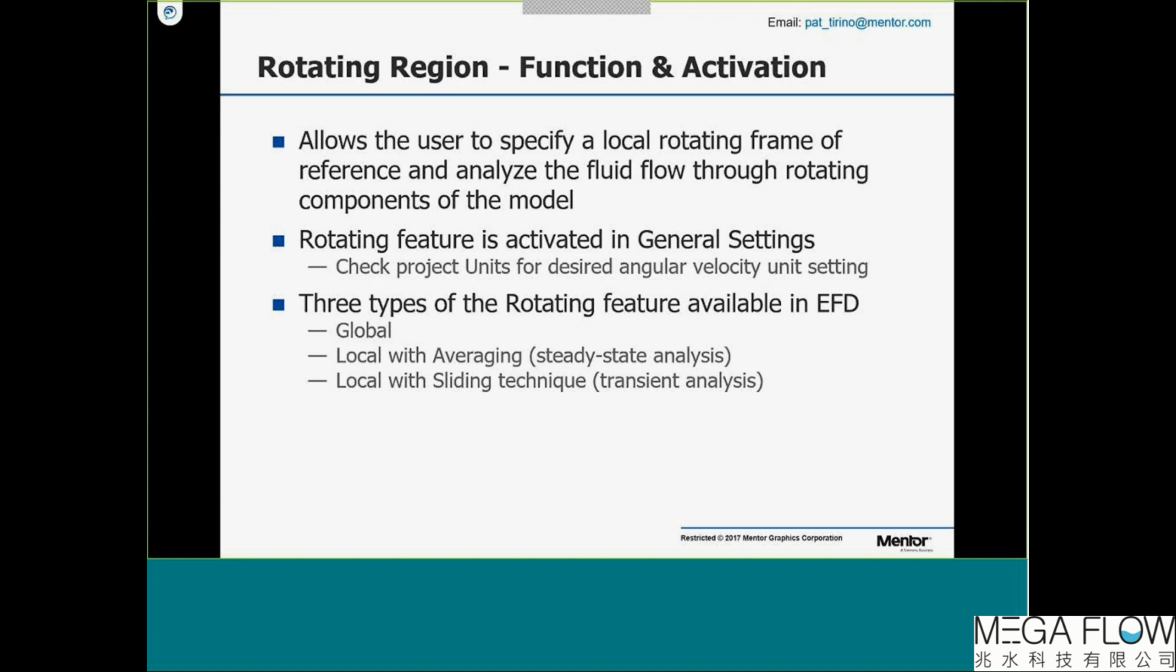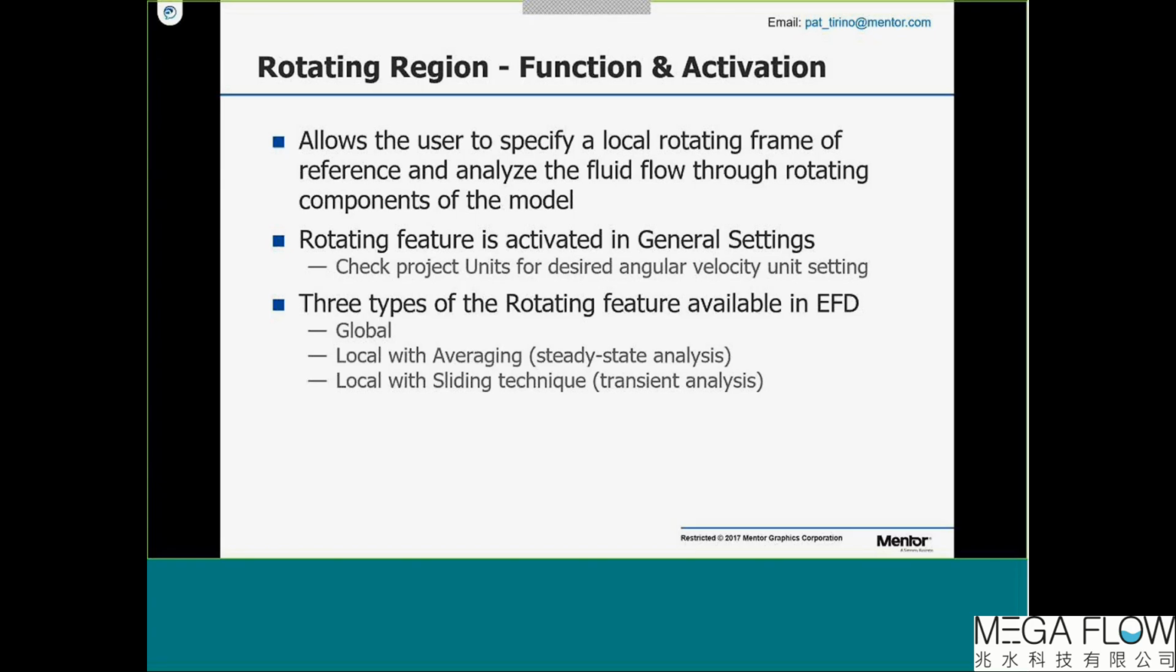The rotating feature is activated in general settings of EFD, which is something you're always going to step through, whether it's through the wizard or you adjust it in the model settings itself. And when you do this, you also want to check your project units to set it up for your desired angular velocity unit setting. Again, we'll see this as I go through the example. Very straightforward, something you're going to do all the time anyway. It's just a regular process.